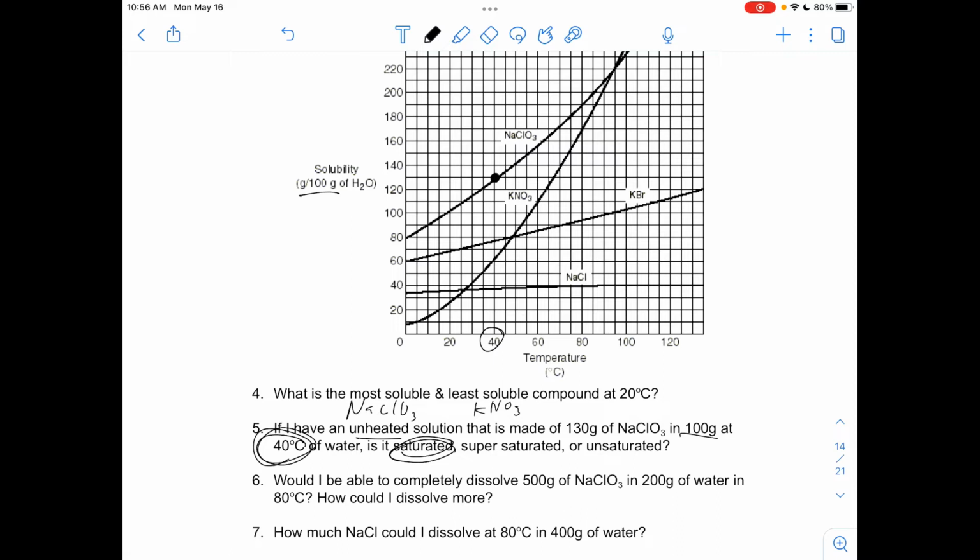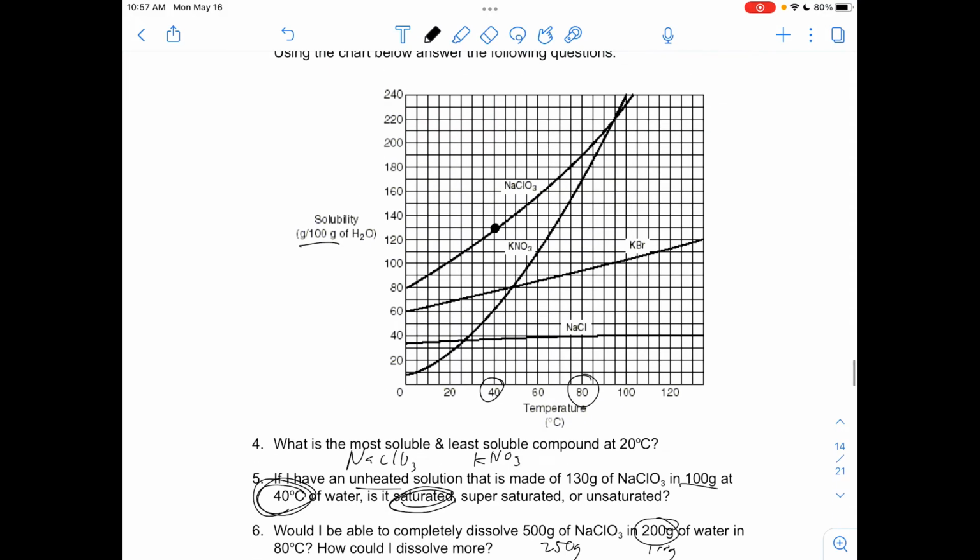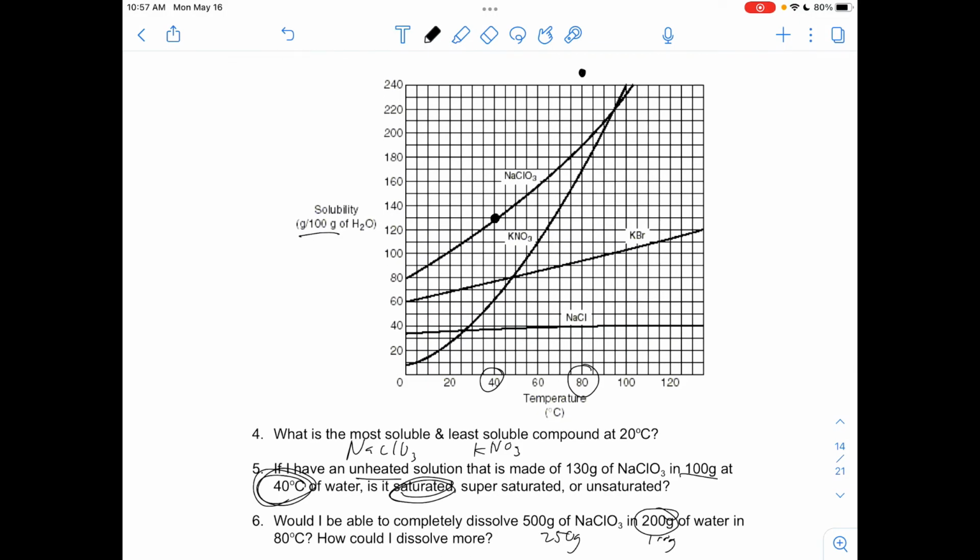If it was above that line, we would have to heat it up in order to dissolve it, and if it's below that line, that means we can dissolve even more, so it would be unsaturated. Next one, would I be able to dissolve 500 grams of NaClO in 200 grams of water? We're going to divide to get it into 100 grams, so divide by 2, so 250 grams, and 80 degrees. 250 would be way up here, somewhere over here.